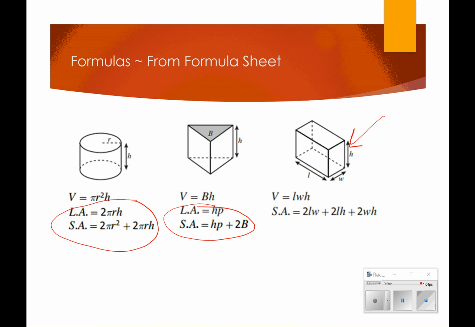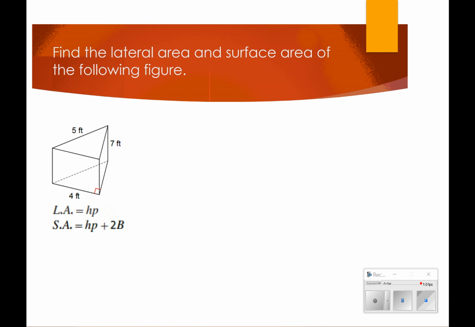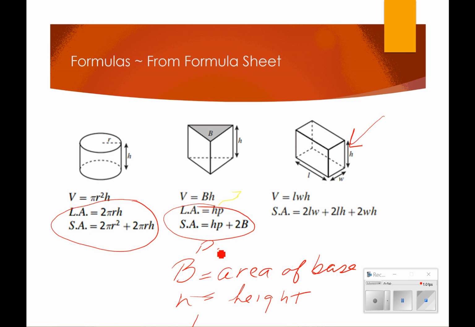Okay, so on your formula sheet, we're not used to seeing H and P. We're not used to seeing big B. So what you need to know is that big B is the area of the base. On your formula sheet, it does explain or define some variables. I'm not sure it does the area of the base. And then height is always the height of the object. And P is the perimeter of the bases. So P is the perimeter of base, which remember is the distance around.